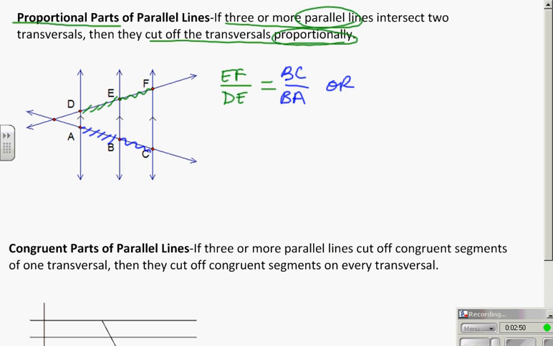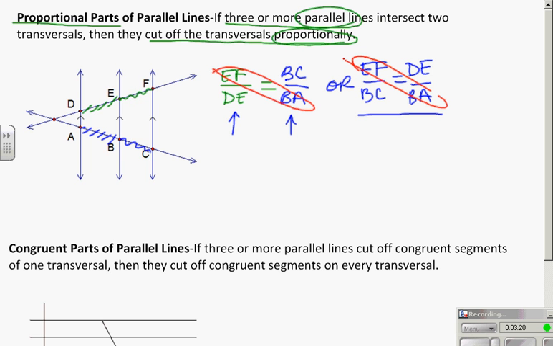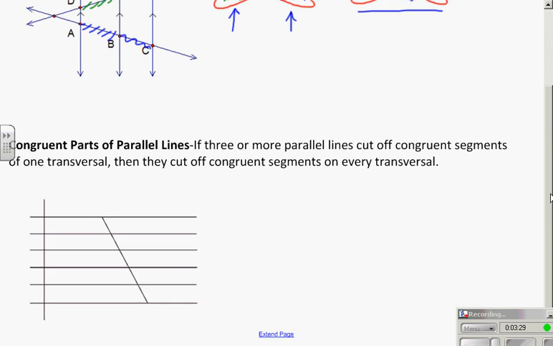to BA. You could also write it as EF is in the same proportion to BC as DE is to BA. Again, you're keeping the same transversal either together in the numerator, together in the denominator in this example, or you're keeping the same transversal together in one fraction with equivalent pieces in the other. When you cross multiply is when it matters, and you get the exact same cross product, which you can see right here.